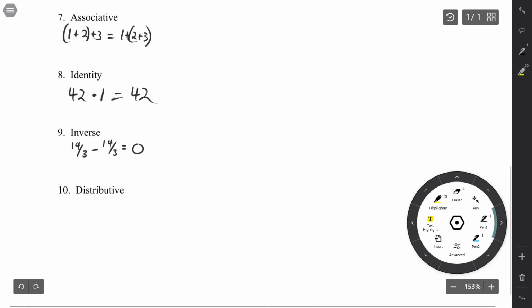And then distributive property, we'll keep this one simple as well. We'll just do x times 1 plus 2 equals x plus 2x.